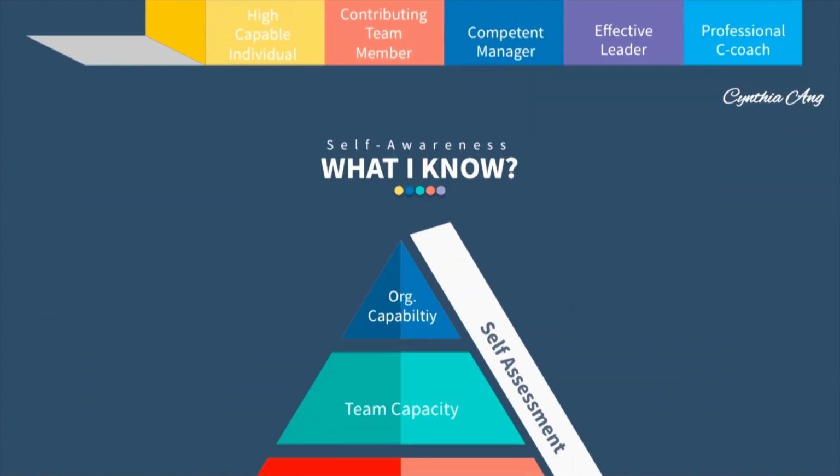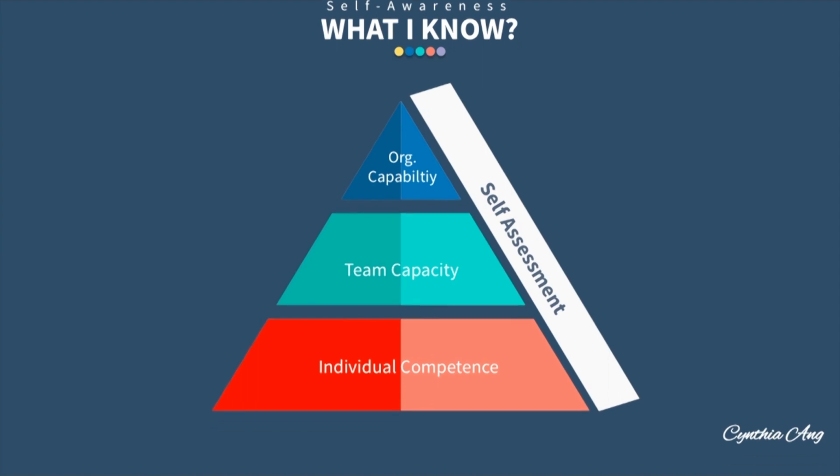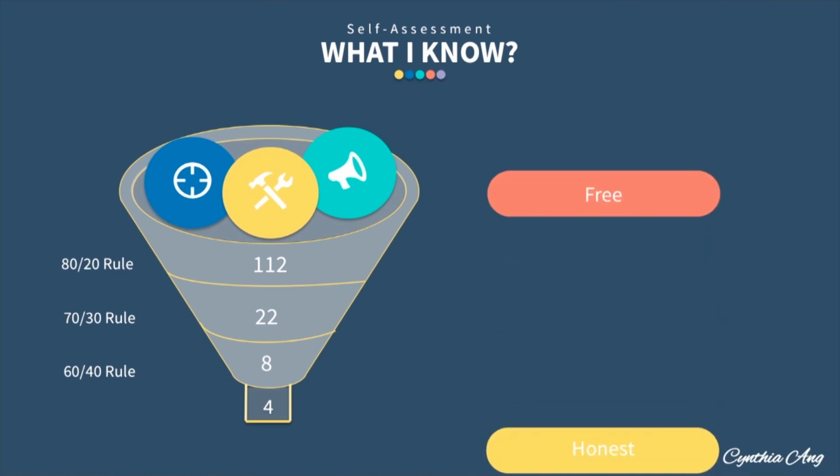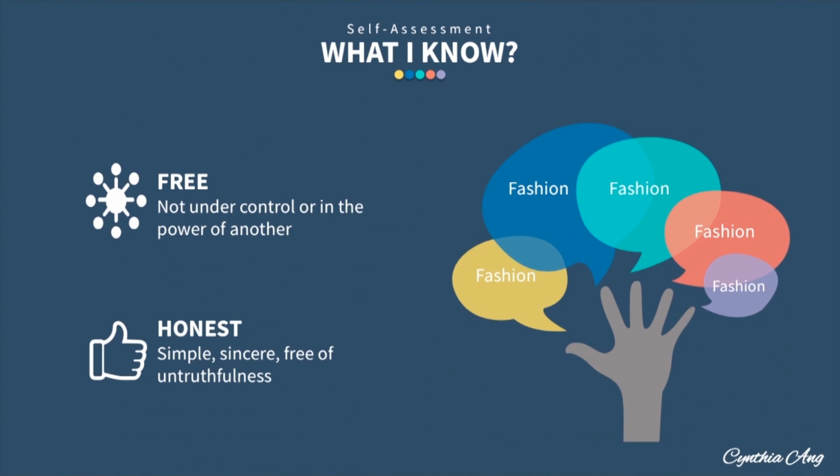Understanding these 3 won't be enough. We need to see ourselves by choosing 4 suitable attributes for ourselves, which will be included in the self-assessment. So I believe those attributes are free, honest, curious, and detail-oriented. I don't like being controlled, and I'm a simple yet sincere person.